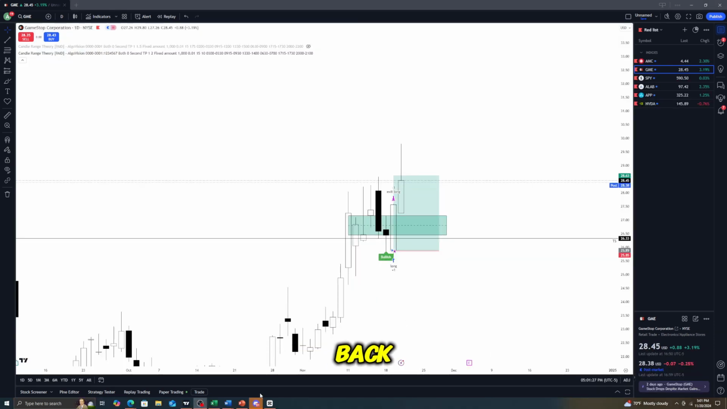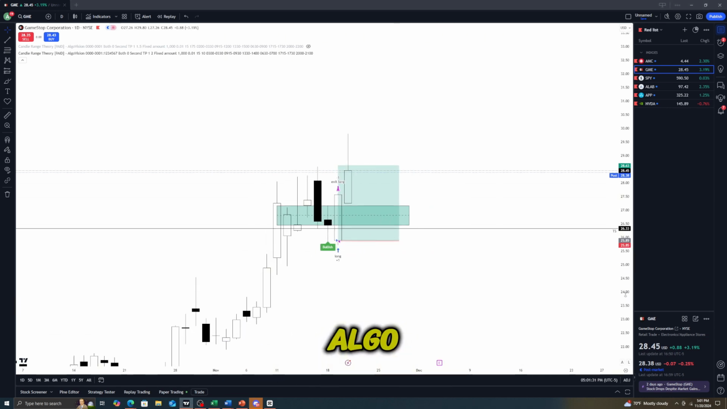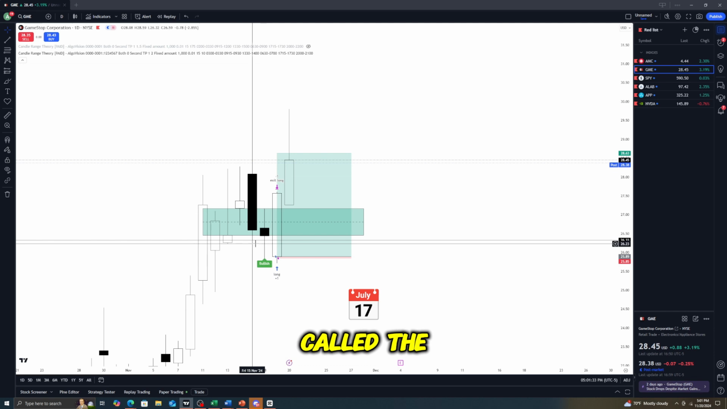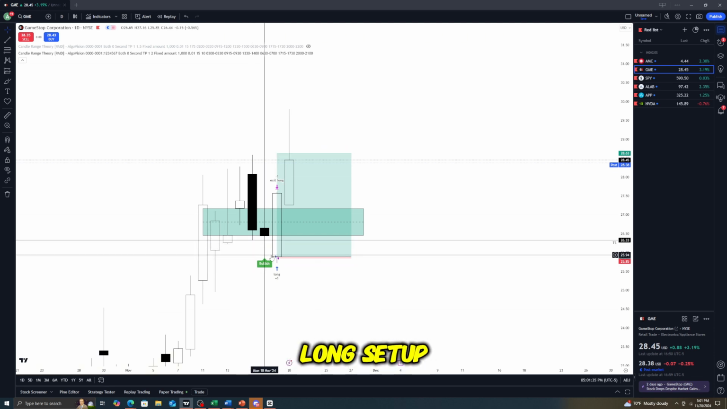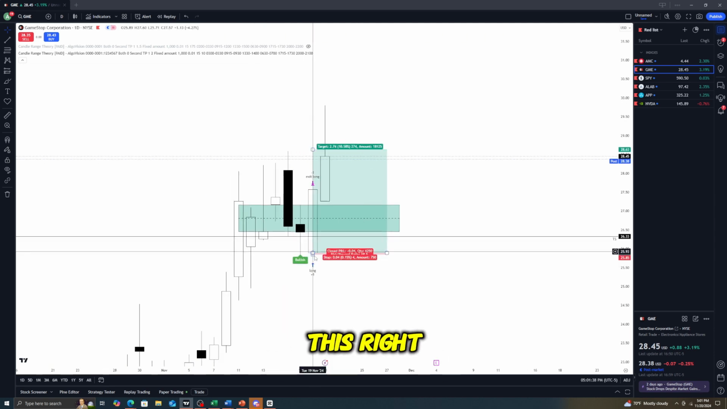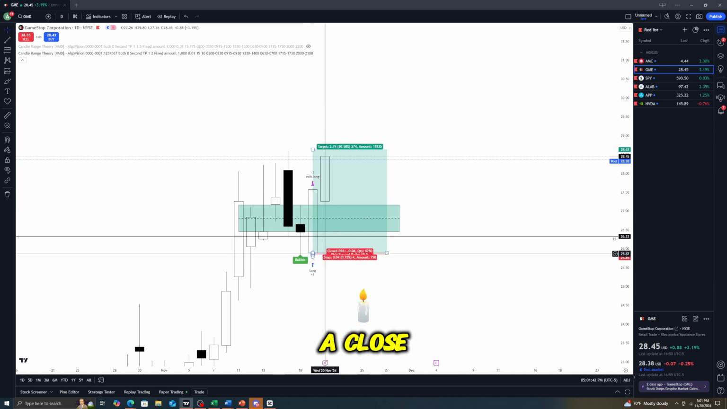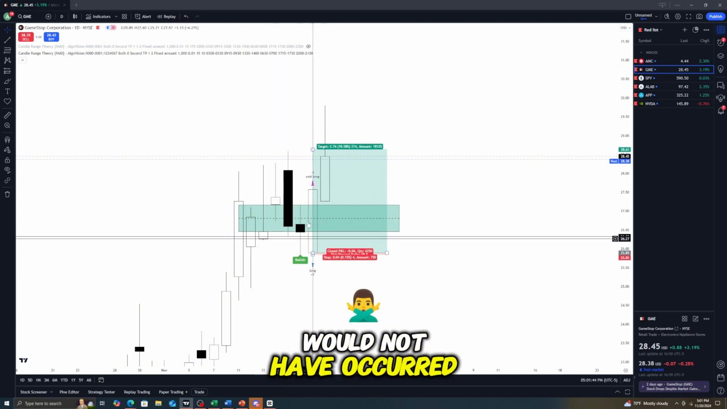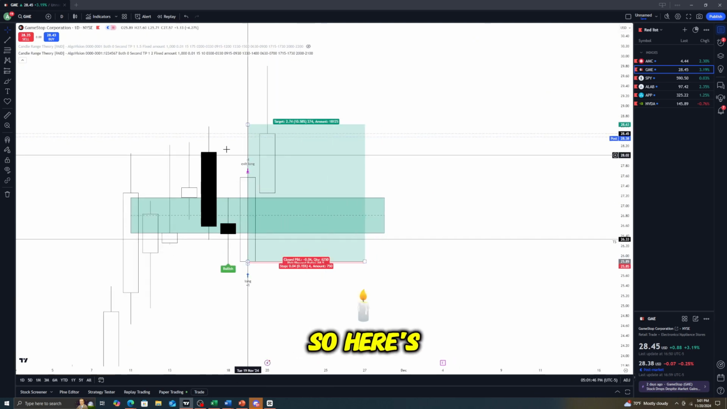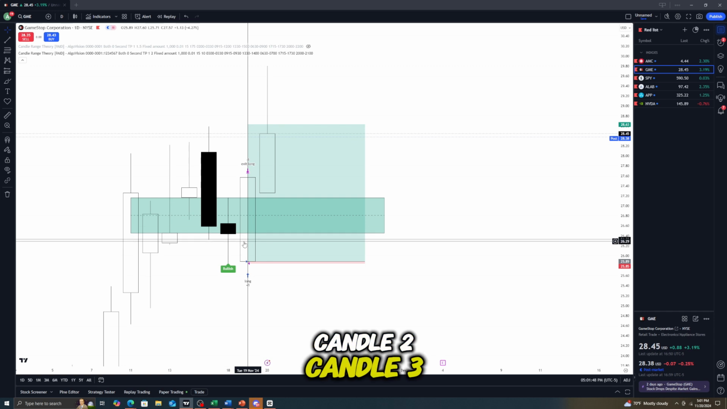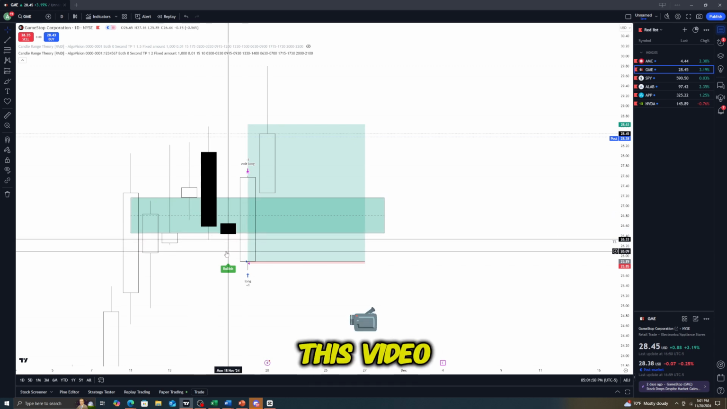Alright, hey guys, I'm back. I just want to go over the results of this GameStop long. So, AlgoVision had called the daily CRT long setup. Don't worry about this right here because it would have gotten wicked out. However, we trade based off of close of candles, so this wick out would not have occurred. So here's candle 1, candle 2, candle 3. We went over that in the first half of this video.